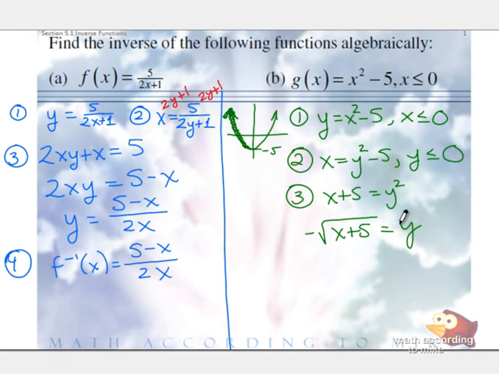So again, since y is non-positive, that's what this says here. When we go in to take our square root, include a negative. Step 4, what's step 4?